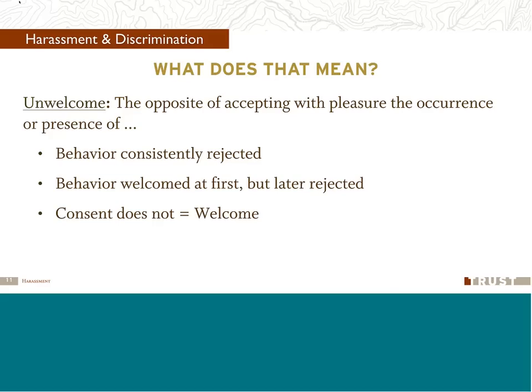So the boss propositions a subordinate into an inappropriate sexual relationship. That subordinate may consent and go along because the boss has promised them something. They'll get a raise or something out of this relationship. Or maybe there's a threat that if they don't go along, they may lose their job or suffer some other adverse employment consequences. So they consent to the behavior.